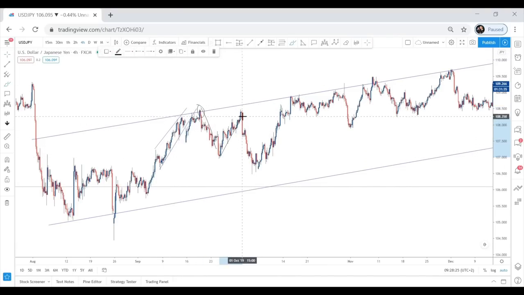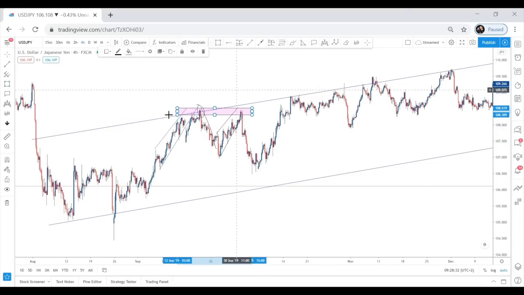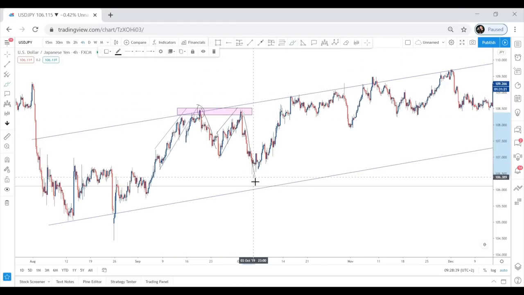And then it created another ascending channel to form a double top right there and respected the previous high. And then it finally dropped to the lower side. So that's an ascending channel. So a descending channel will look something in this nature.